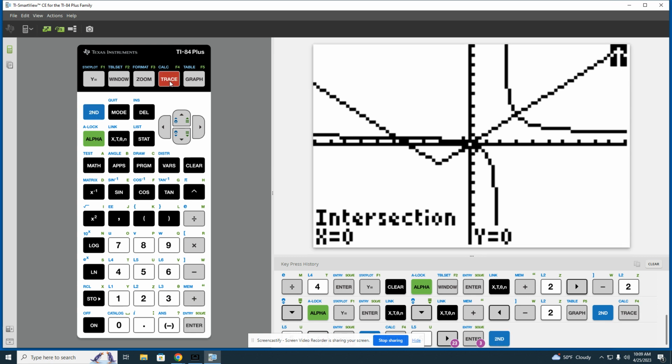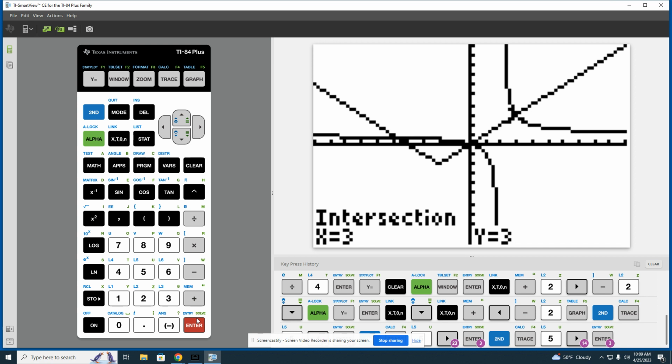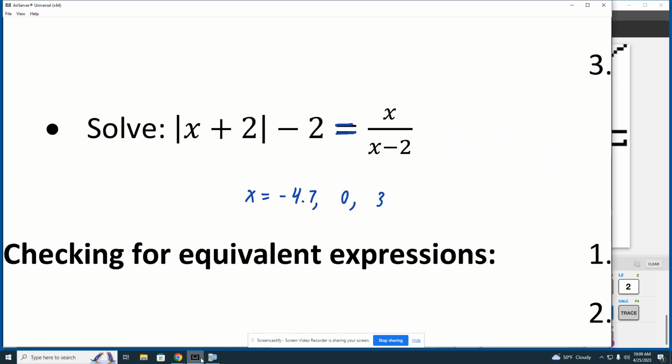And then let's go to this one too, right here. So second trace, number 5. Scroll up there. Get as close as we can to it. Push enter 1, 2, 3 times. And what's your last x value? 3. So guys, my answers for this equation were negative 4.7, 0, and 3.